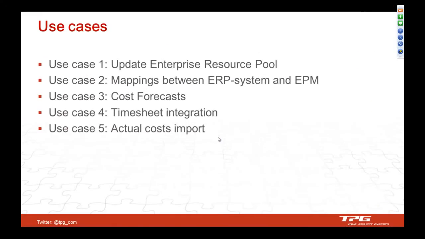So this is the SAP side of things, and now we will take a look at the use cases that we're going to run through today and provide also some demos around them. The first one is updating the enterprise resource pool. Some ideas around this one. The second one, mappings between the ERP system and EPM. How can we map the systems? What does it mean, mapping? And what kind of approaches can we follow here? Cost forecasts. Where do you plan the costs? And how can you ensure that costs will go across to the other system? Timesheet integration. And then last but not least, import of actual costs into your project.